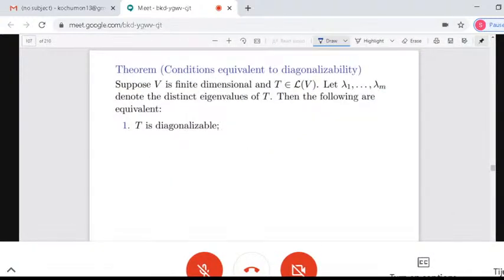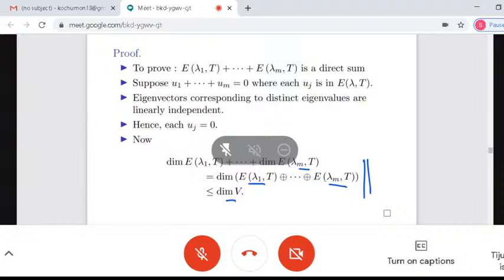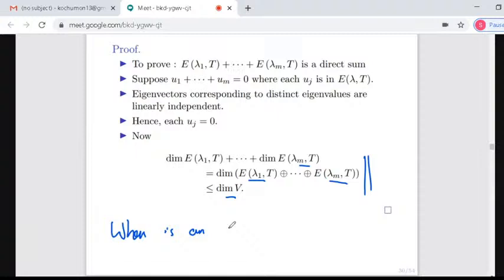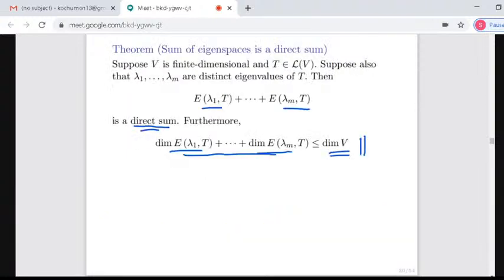Okay, now I come to the question, when is an operator diagonalizable? This question is answered by the following theorem. Again, you should recall, this is the most important step here.